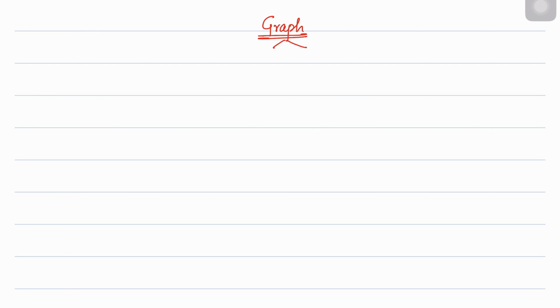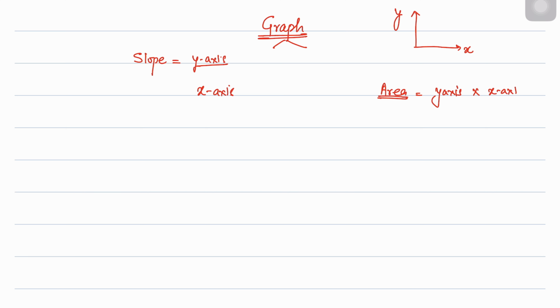In any graph, there are two things, the x-axis and the y-axis. This is your y-axis, this is your x-axis. A graph can give us two things, slope and area. What is the meaning of slope? Y-axis divided by x-axis. And area gives you y-axis multiplied by x-axis.